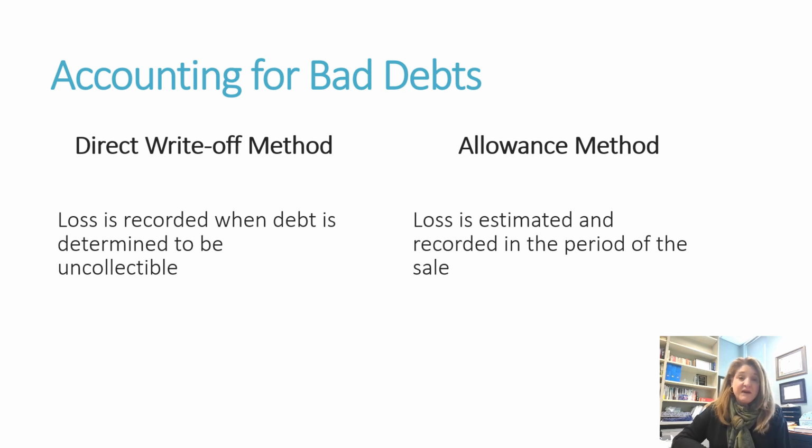The direct write-off method is not allowed according to GAAP in most situations. A company can only use the direct write-off method if it doesn't have very many receivables or bad debts. If a company uses the direct write-off method, the loss is going to be recorded when the debt is determined to be uncollectible. Most companies, to comply with GAAP, have to use the allowance method. And with the allowance method, the loss or the bad debt expense is estimated and recorded in the same period of the sales revenue.